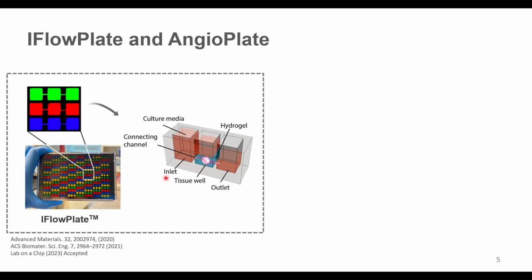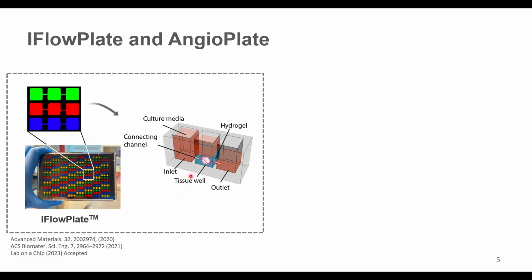So how does this work? The design of these two platforms is actually very, very simple. It's probably as simple as it gets. All we did here is we took a standard 384 well plate, we patterned two channels to connect three wells together to form a single unit. And so on a plate, you can get 128 of these independent individual units.